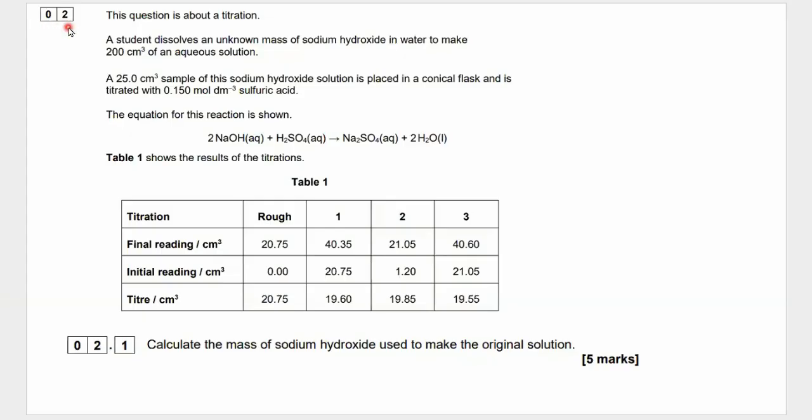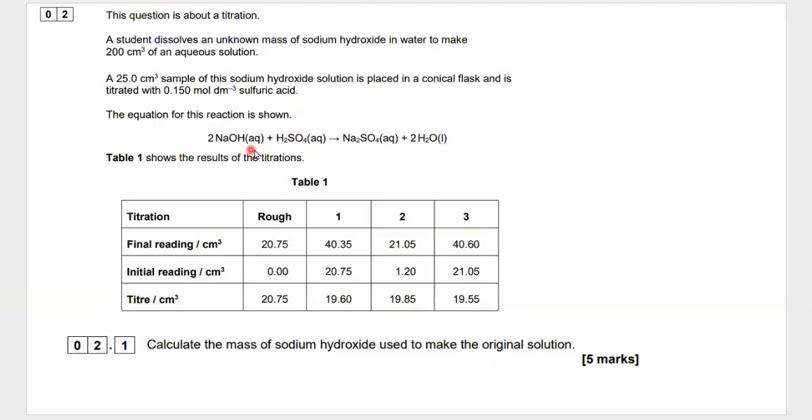Okay, let's go through question 2. This is a question about a titration. A student dissolves an unknown mass of sodium hydroxide in water to make 200 cm³ of an aqueous solution. A 25 cm³ sample of this sodium hydroxide solution is placed in a conical flask and is titrated with 0.150 mol/dm³ sulfuric acid. The equation for this reaction is shown.